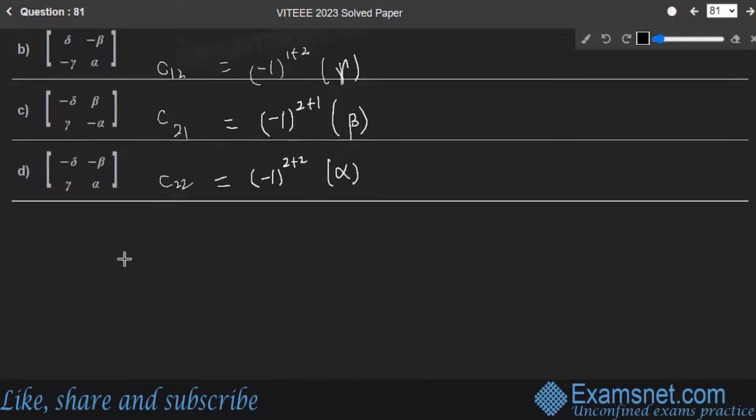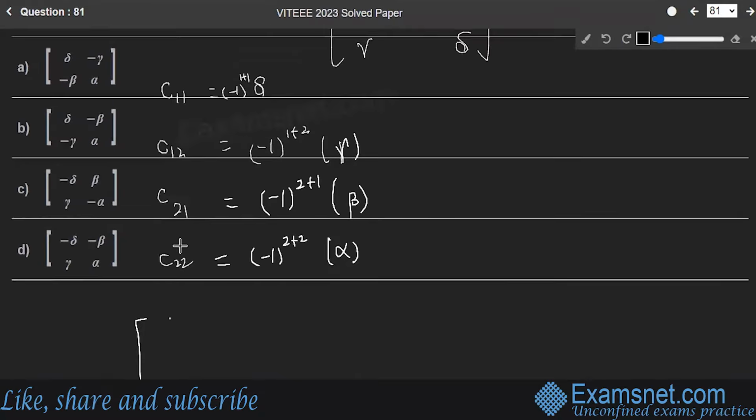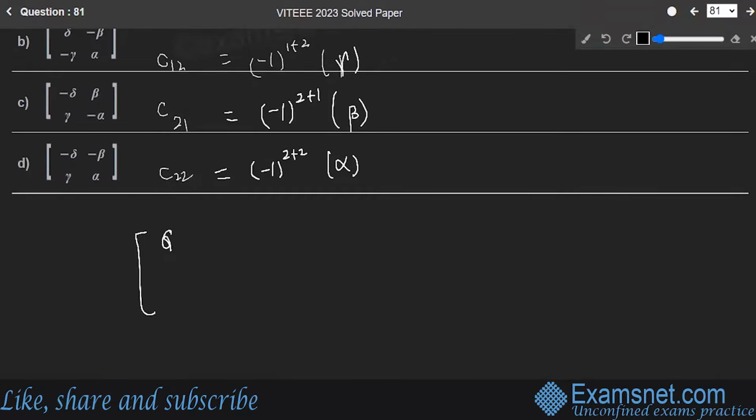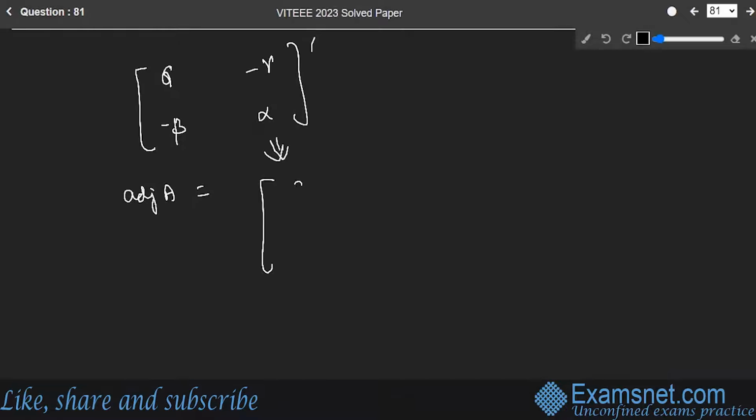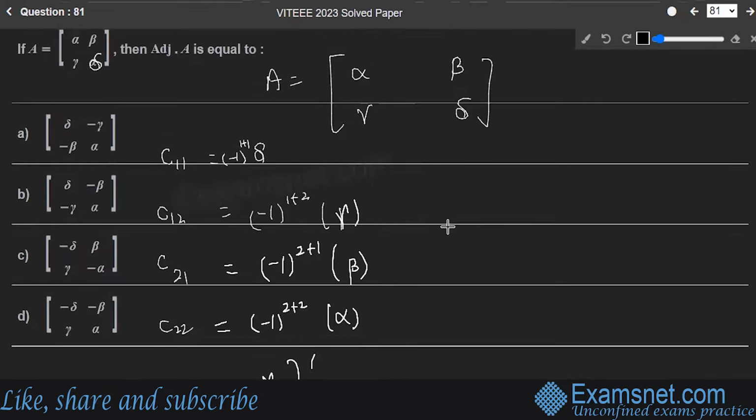So what does this matrix become? C11 is delta, then you have minus gamma, then you have minus beta, and then you have alpha. The adjoint of A is given by the transpose of it. So its transpose is equal to delta, minus gamma, minus beta, and alpha. So this is the answer to the question. Let's check. Option B is the answer.